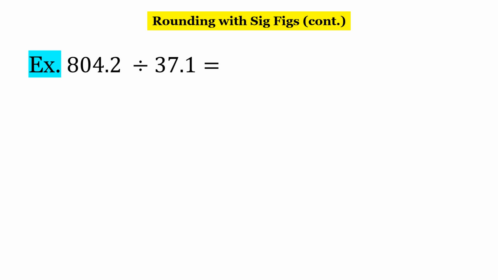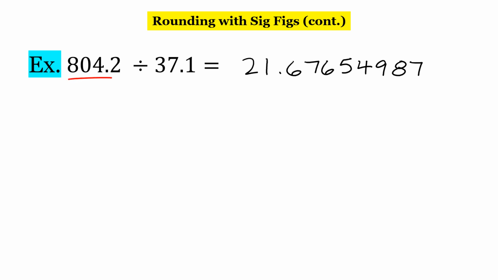Let's look at one more example here. This is a division problem. Even though this is division, we're going to divide just like normal. So 804.2 divided by 37.1. This is a much larger number: 21.67654987. Oh, that's a lot of non-zero numbers there.